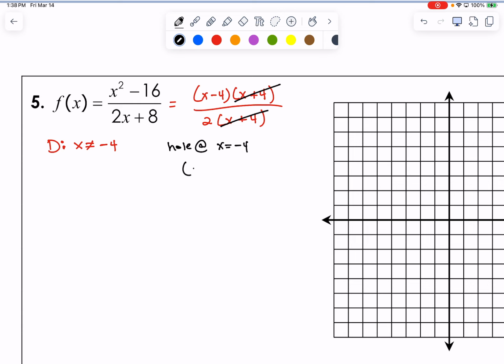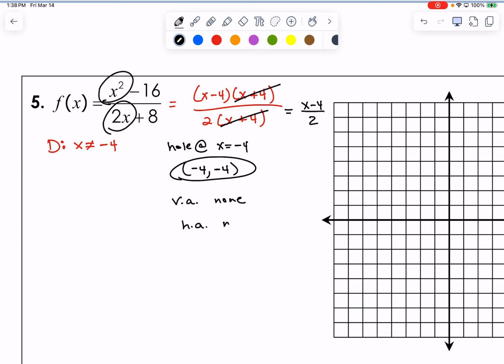Okay, hole at -4. So I plug -4 back into the simplified equation, which is x minus 4 over 2. That's going to give me -8 over 2, which is what? Your hole's at -4, -4. VA, there was none. HA, is it bottom heavy, top heavy, or what? Top heavy, so there's none. X-intercept will just be where the top equals 0. What's the top going to be? 4, so it's 4, 0.